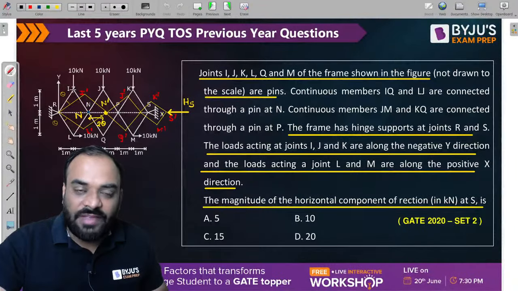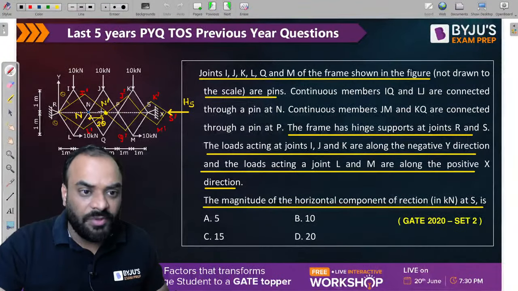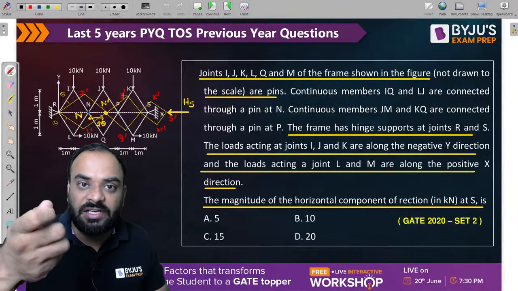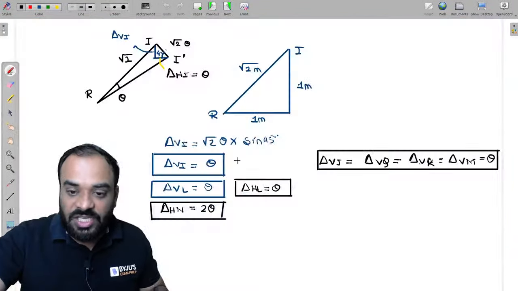So already we have calculated the horizontal displacement of joint I and L. Now the horizontal displacement of N is 2 theta. Now tell me guys, what is the horizontal displacement of J? Right now it is shifted by 2 theta, and this value will shift by theta value. So can I say that guys, this value will be net displacement of 3 theta. J का कितना हो जाएगा?